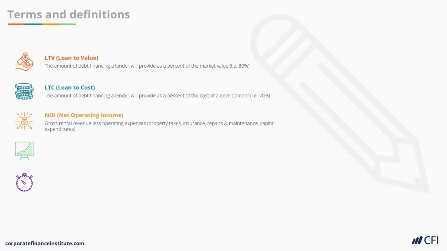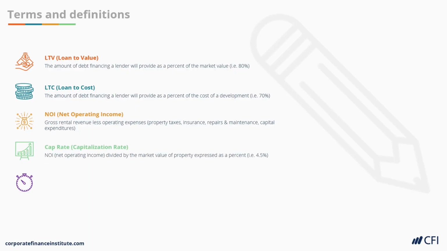NOI stands for net operating income. It takes the gross rental revenue of a property, deducts all operating expenses, such as taxes, insurance, repairs, maintenance, CapEx, etc., and the net amount is NOI. The cap rate is short for capitalization rate. It takes the net operating income of a property and divides it into the market value of that property.